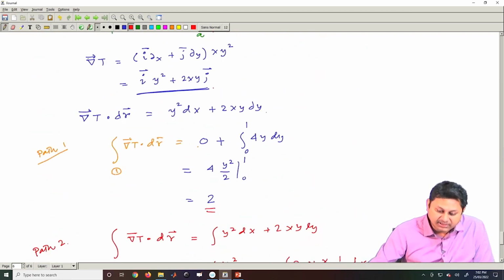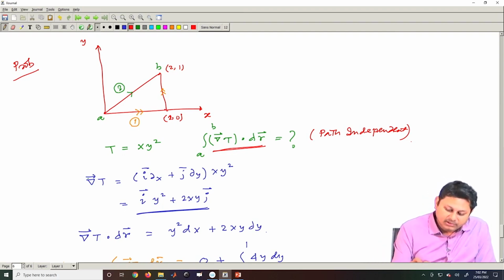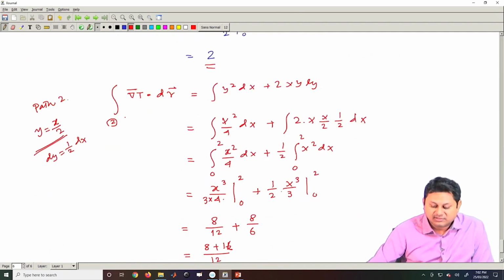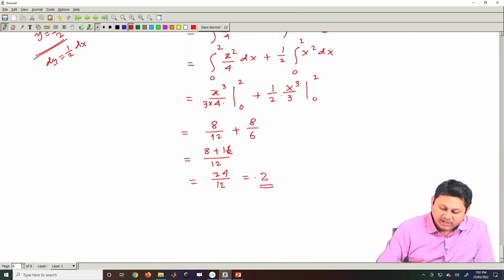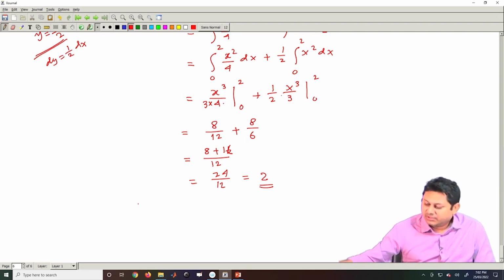If you now have a closed line integral, for example, if you start from A, then go to this point and then go to B and then come back to A, you will simply get 0, because in that case you have a minus 2 on this side, and if you integrate the total thing, you should get 0. Okay, so with this note I would like to conclude.